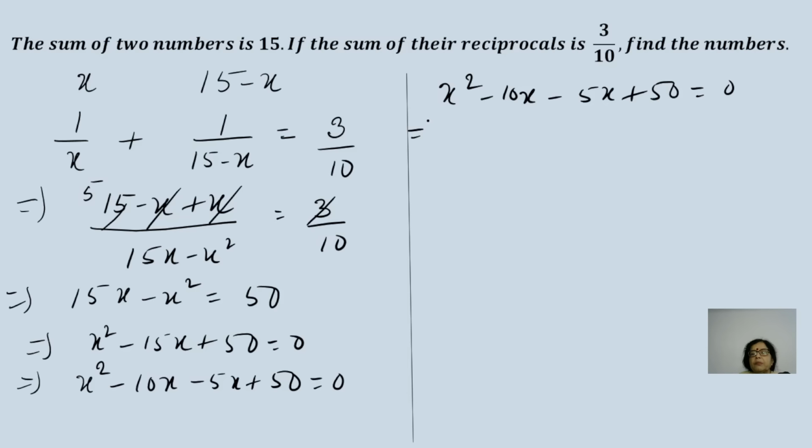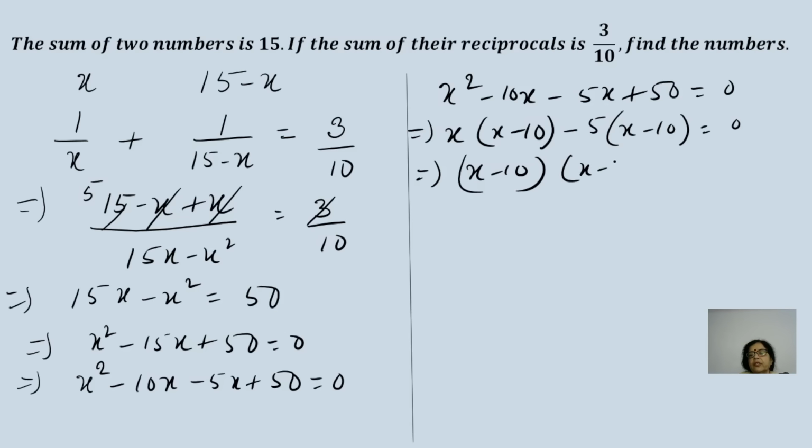From the first two terms, we can take out x common. We are left with x minus 10. From the second two terms, we can take out minus 5 common. So we are left with x minus 10 is equal to 0. Again, x minus 10 is the common factor. So we are left with x minus 5 is equal to 0. Now, equating each of these linear factors to 0, we get x is equal to 10 or we get x is equal to 5.